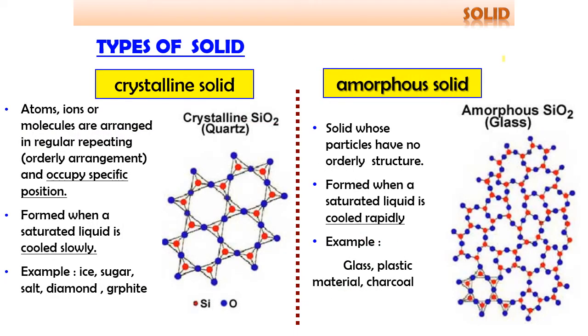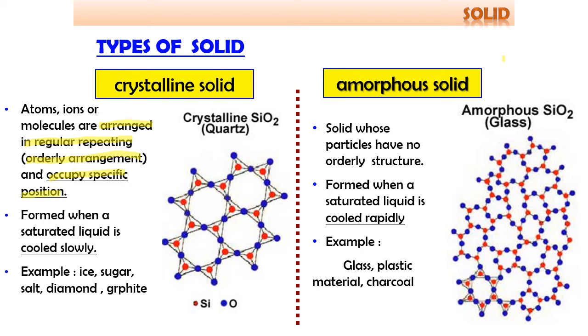Next, we will look into types of solid. First, we have crystalline solid. It is when atoms, ions, or molecules are arranged in a regular repeating unit, or we can say in an orderly arrangement, maksudnya di dalam keadaan yang tersusun. So each atom, ion, or molecule will occupy a specific position.